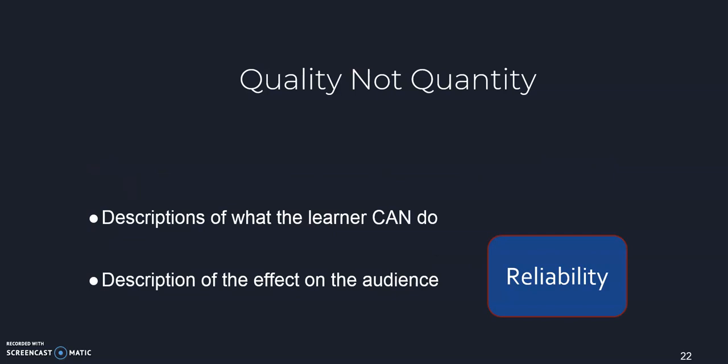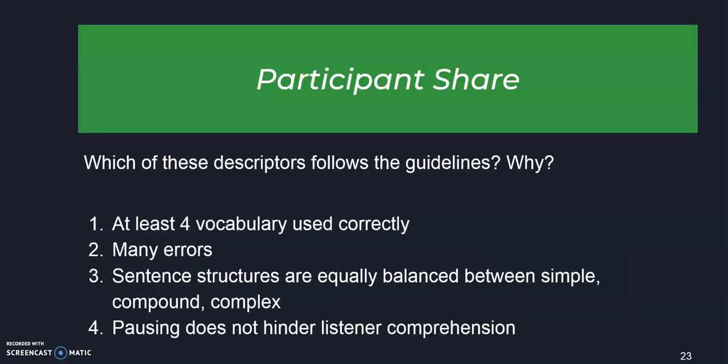The description should focus on what the learner can do, and it may include a description of the effect on the audience, and this will help build reliability. So, which of these descriptors follows the guidelines and why? Pause and decide.